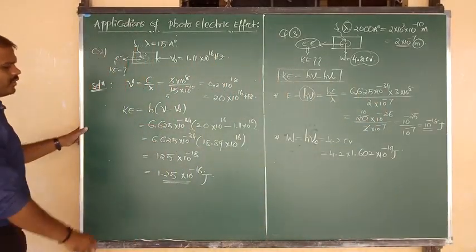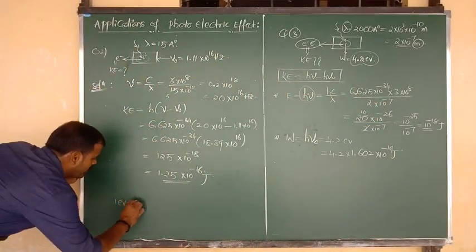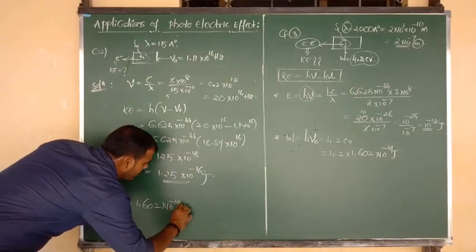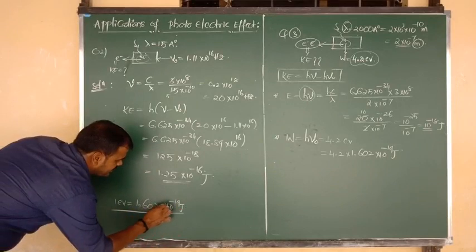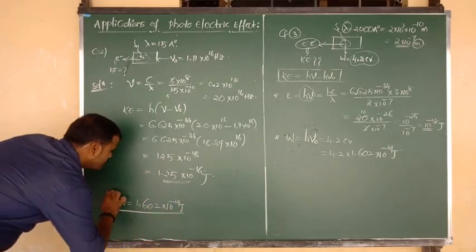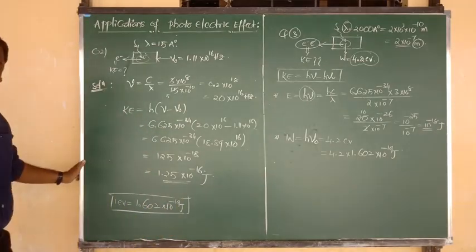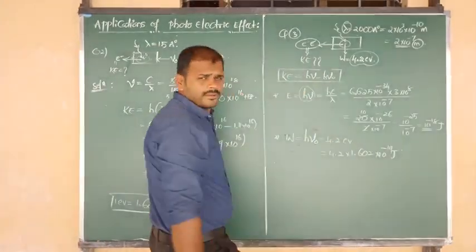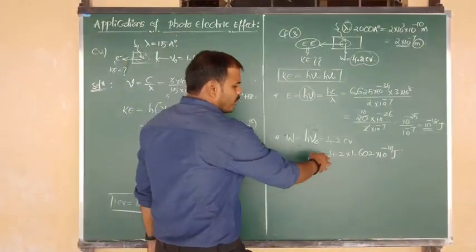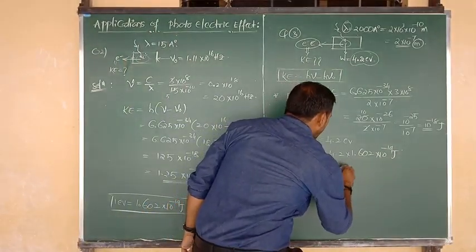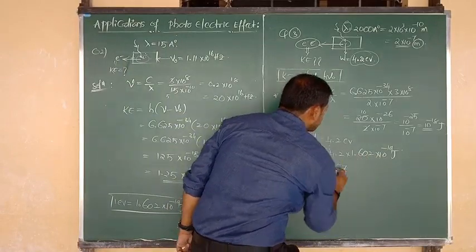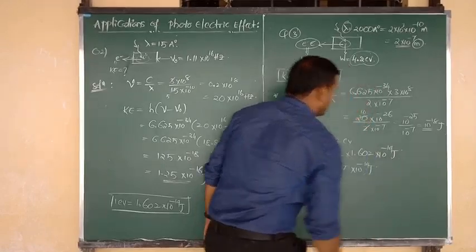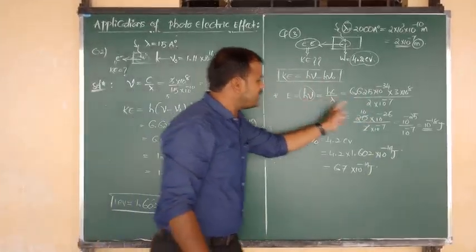Listen, my dear students, try to remember one formula. 1 electron volt is equal to 1.602 into 10 to the power of minus 19 joules. This formula you must remember. So electron volt we are going to convert to joules now. 16 fours are 64. So here 4.2 is there. So the nearby answer we are going to get, if you want you can do the calculation, nearby 6.7 into 10 to the power of minus 19 joules.